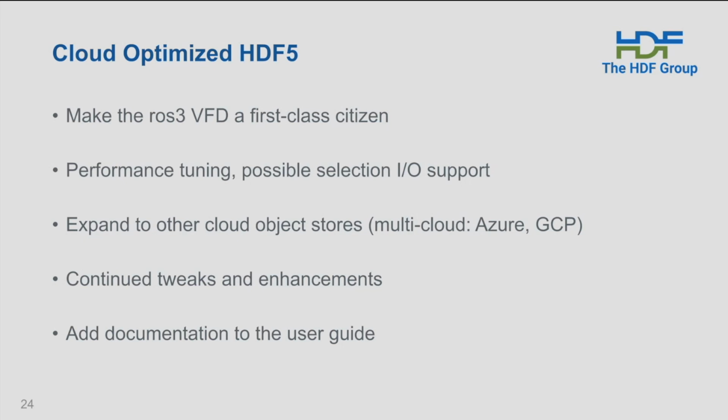We may be able to put selection IO into it and get some performance gains there. I would also like to expand it into other cloud object stores. That's multi-cloud, so Azure and GCP, and just continue tweaks and enhancements. As Alexander has been working on this, he often comes to us with ideas for little things that we can change to make it work better for people, and we try to get those into release as fast as we can. So it's a steady stream of cloud optimized HDF5 working better.